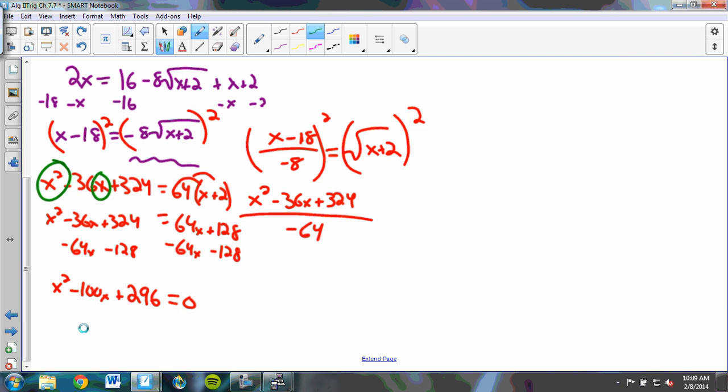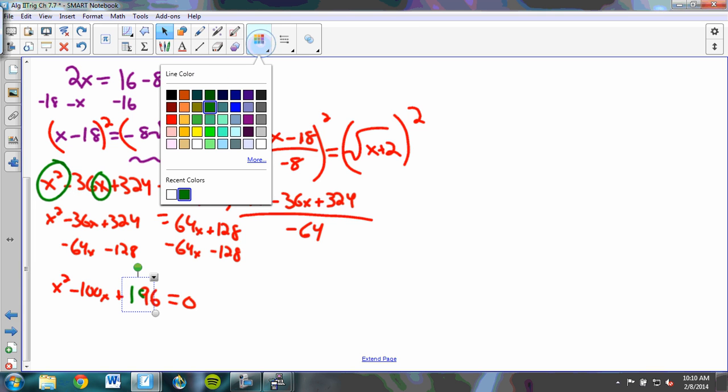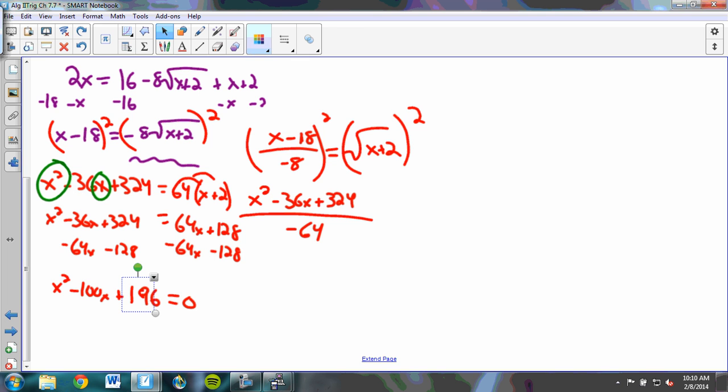It's a good thing that Wyatt stopped me because I made an arithmetic mistake. 324 minus 128 is 196, not 296. Now I have this, and we'll make those red so they look crazy. I'm going to go back a step and kind of talk through this again. I had a big old quadratic.